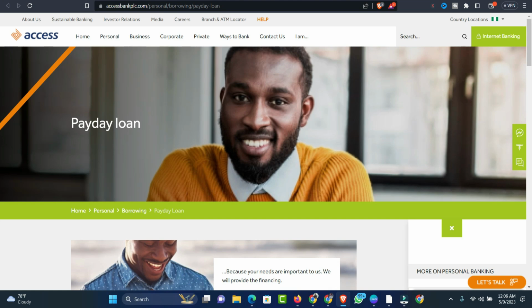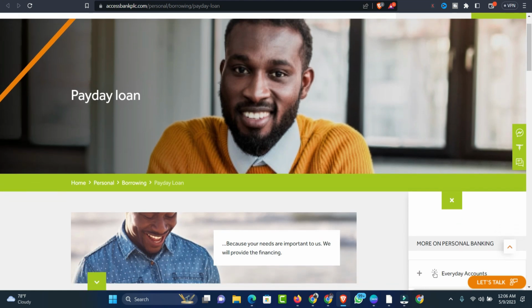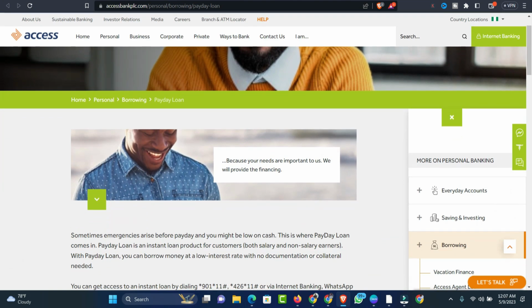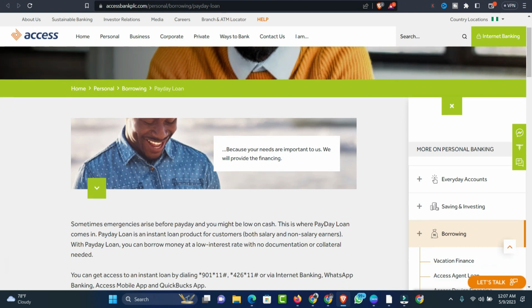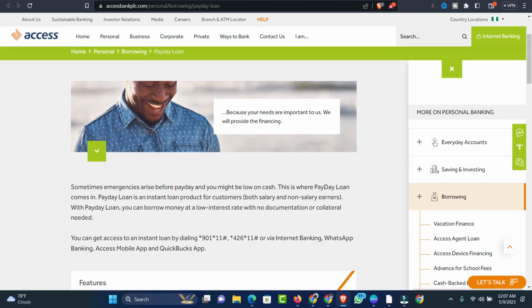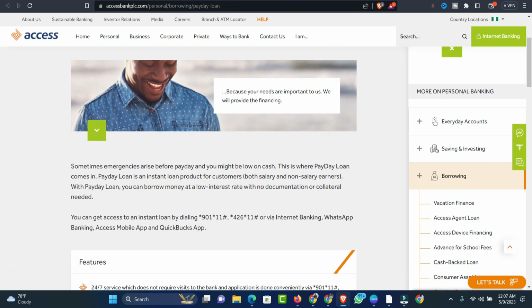So the first platform we are going to be checking out is Access Bank, which is one of the best platforms that offer a payday loan to salary earners only. So if you're a salary earner and you are looking for a way to get a quick loan for yourself, you can use Access Bank to request for that.